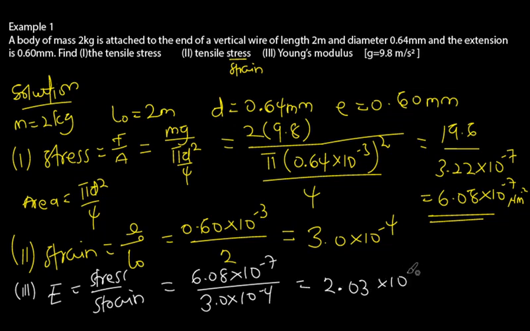times 10 raised to the power of positive 11, not minus 11. So we'll be having 2.03 times 10 raised to the power positive 11, and our unit will still be Newton per meter squared. So this is how we solve an example on Young's modulus and Hooke's law. Okay, so this is example number 1. Let's look at another example.